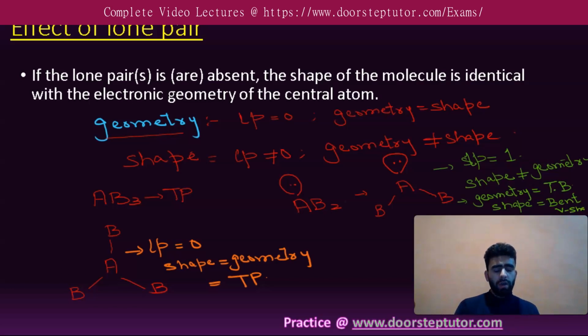So from the electronic arrangement around the central atom, we can predict what the geometry of the molecule is and what the shape of the molecule is. If the lone pair on the central atom is 0, then geometry will be equal to shape. But if there is lone pair present in the molecule, then the geometry and the shape of the molecule will be different.